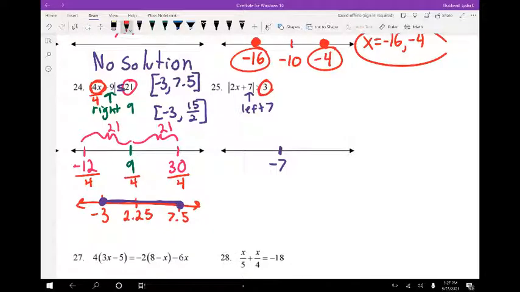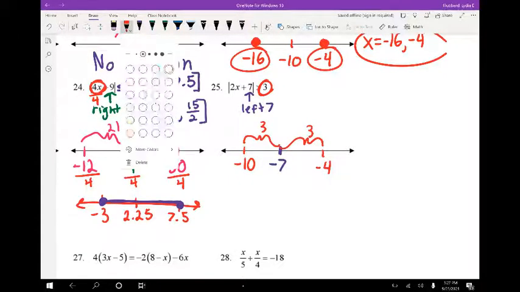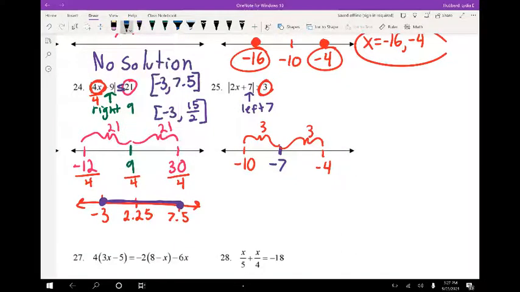Then we'll use this value and we'll go 3 to the right. So -7 plus 3, which is -4. And 3 to the left. So -7 minus 3, which is a -10. From there, we should hopefully again remember that we have this coefficient of 2 here. So to get rid of it, we'll have to divide by 2. So we'll divide every single piece by 2.